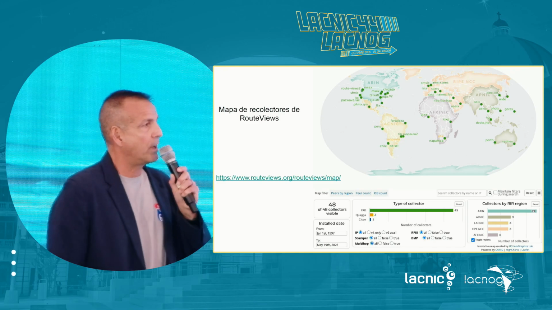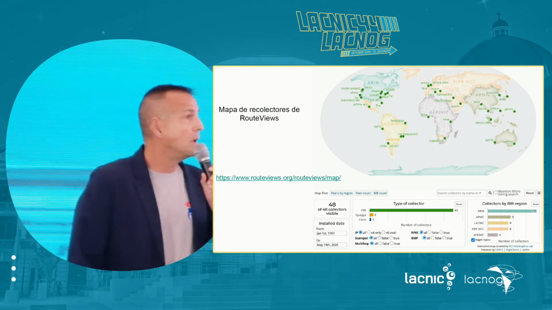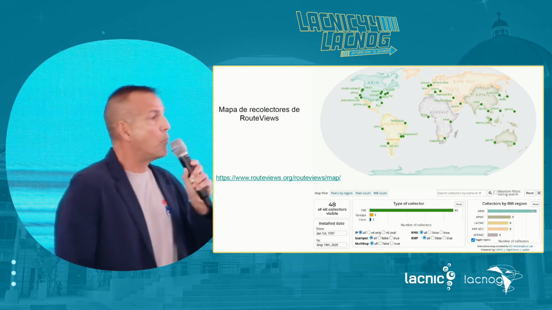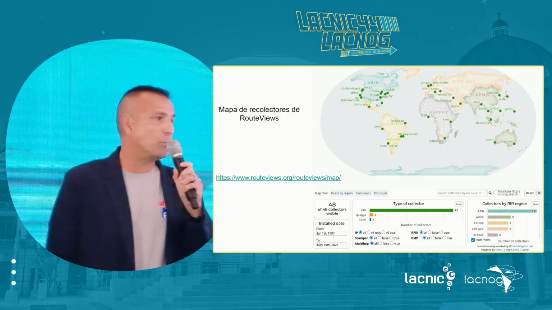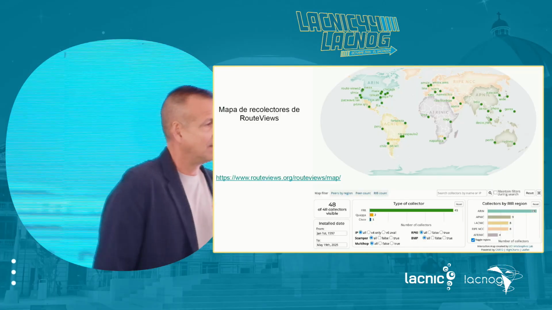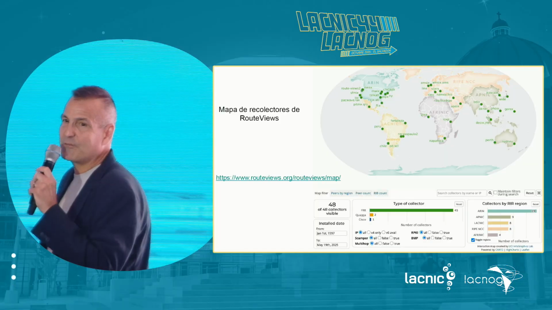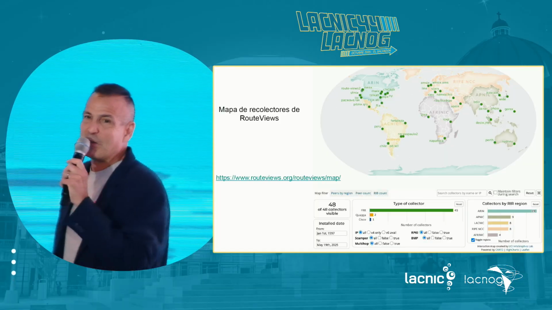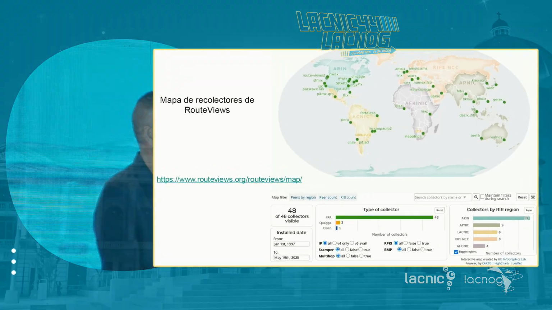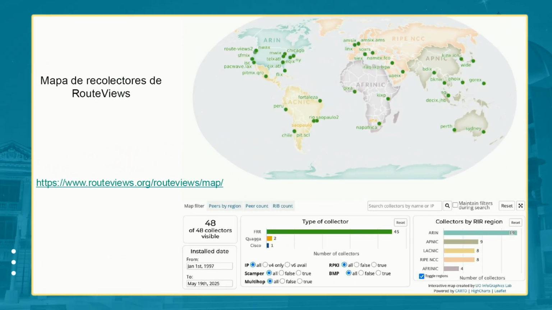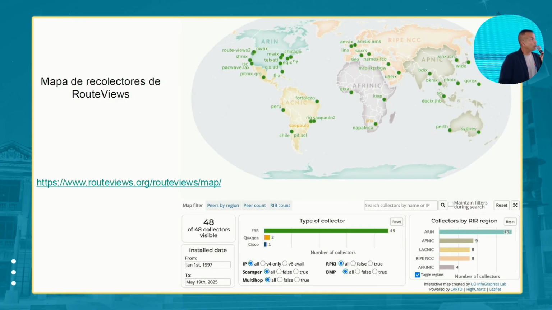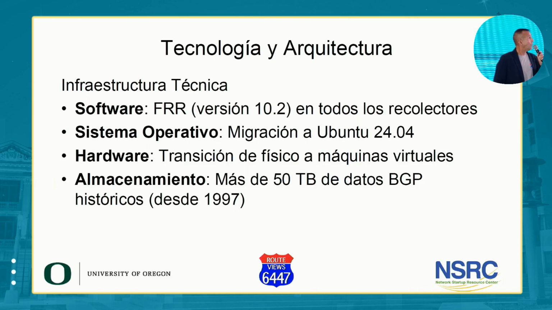This map, you can look this up at the website of the project. So this map shows you the locations. Latin America and LACNIC is in the third place. We need to have more collectors, at least to come in second. Here you can see the visual representation of where we can collect information in all those different places.